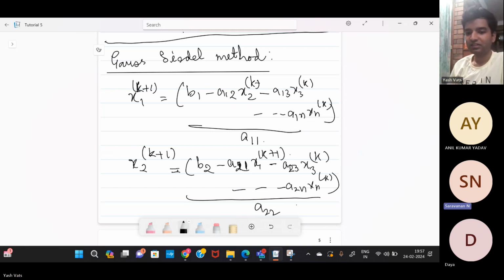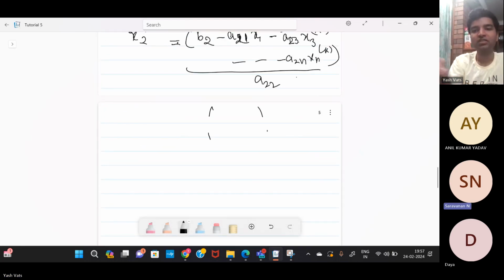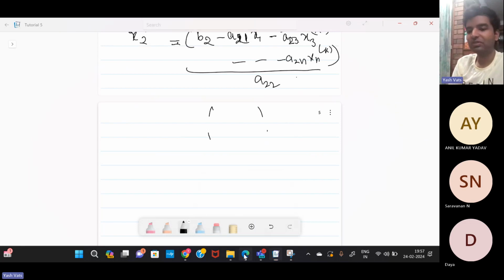So how do we find X3 at k plus 1? You will use X1 at k plus 1 and X2 at k plus 1 in the next step, right? In the next step we will already know two values, and this continues further. Exactly. So convergence will be faster, likely faster.